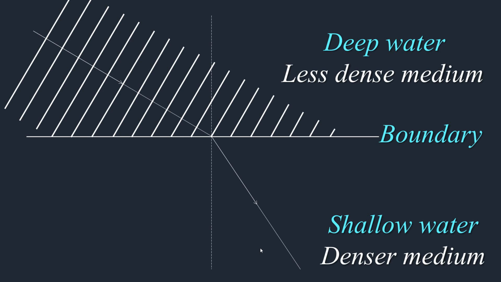So it bends towards the normal. Now, watch what I'm going to do. These wavefronts are perpendicular to this ray. The incident wavefronts here are perpendicular to the incident ray. That means even the refracted wavefronts have to be drawn perpendicular to the refracted ray.